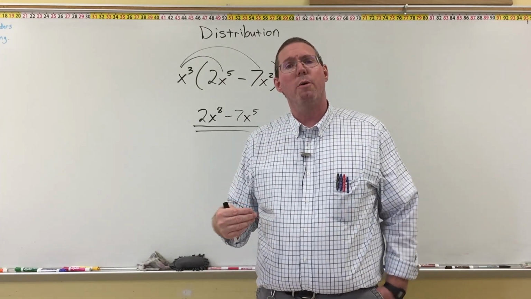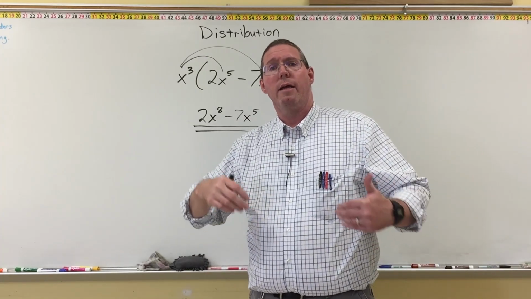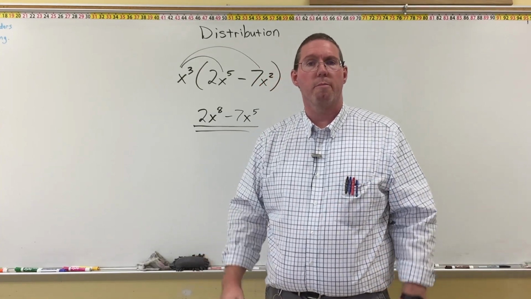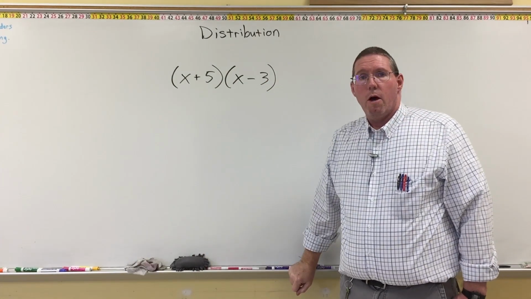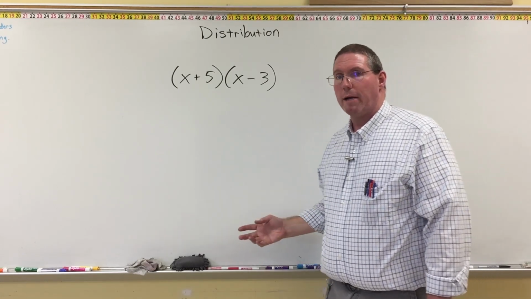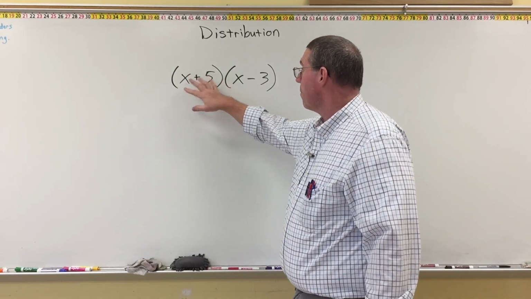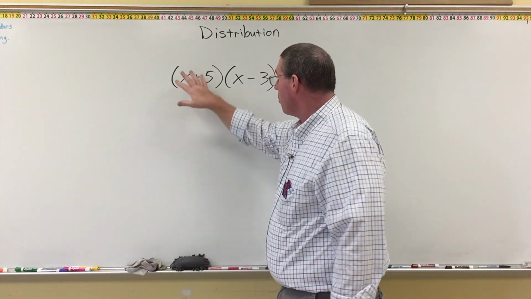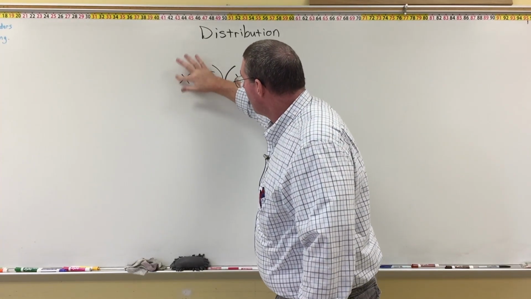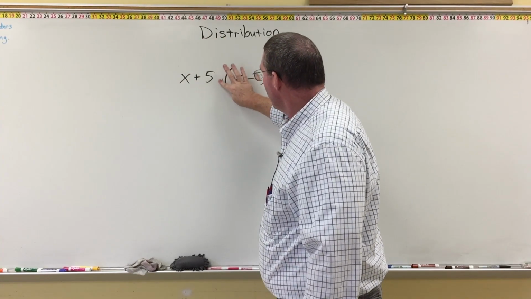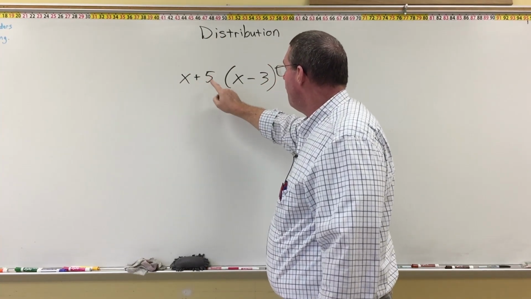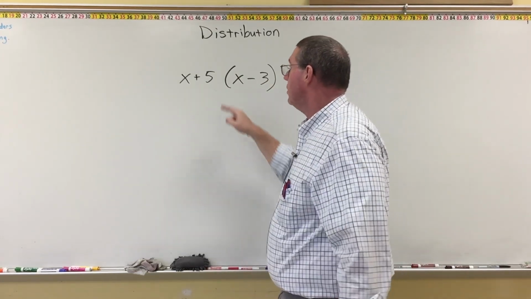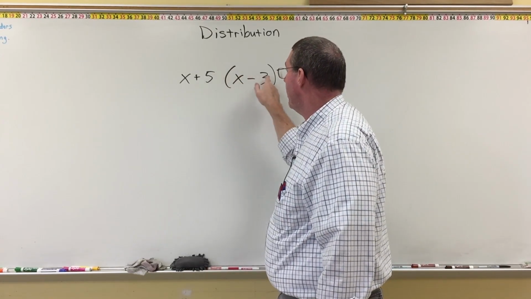Okay. Now what we're going to do is a two-term expression times a two-term expression. All right, so what we have here is two binomials. Note that we are separating them out by parentheses. That is necessary. If these parentheses were not here, if what we had was x plus 5 times this binomial x minus 3, we would only distribute the 5 to the x and the negative 3.